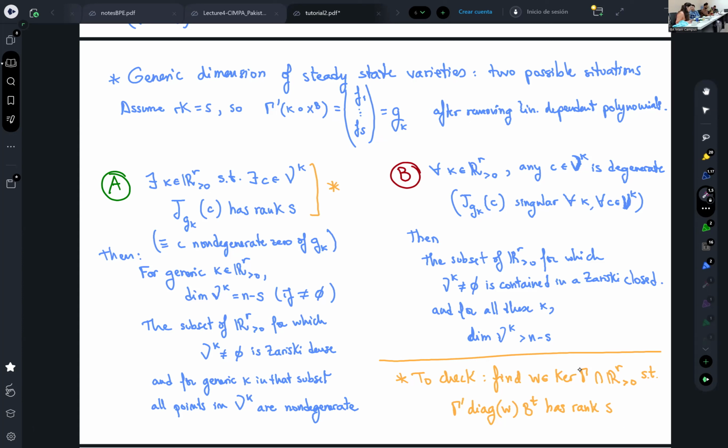And now, what the theorem says is that there are 2 possible situations for a network. So for a network, meaning for the steady state varieties, for the family of steady state varieties, when I consider all the possible values of the K.